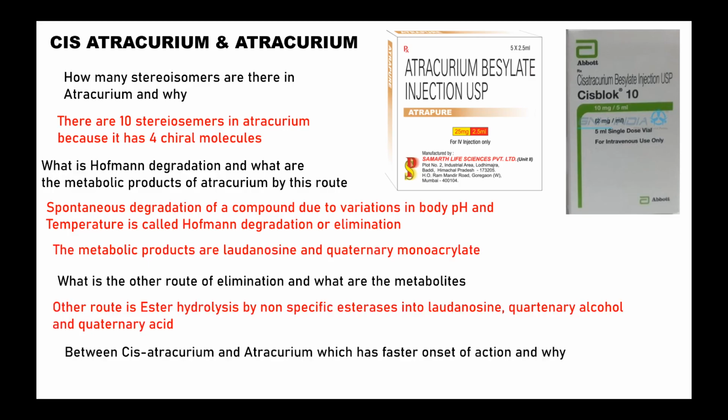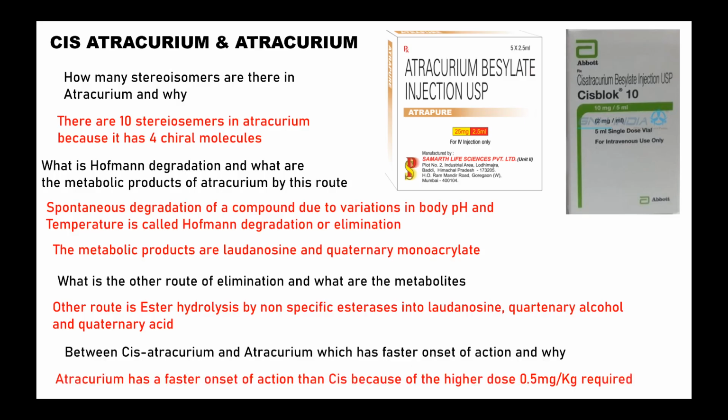Between cisatracurium and atracurium, which has faster onset of action and why? Atracurium has faster onset of action than cisatracurium because of the higher dose of 0.5 milligram that will be required. Even though potency wise, cisatracurium is more potent, that dose will be only 0.15. But the onset is faster with atracurium.